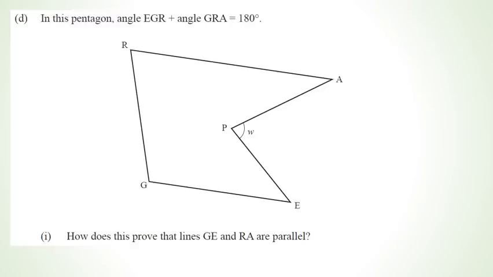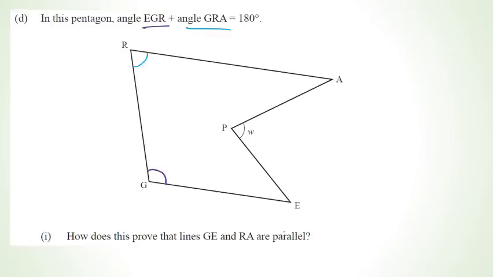All right, guys, so in this pentagon, we've got angle EGR. Where is EGR? Oh, EGR is here. Okay, EGR and GRA. GRA is this angle here. They add up to 180 degrees. How does this prove that lines GE and RA are parallel?